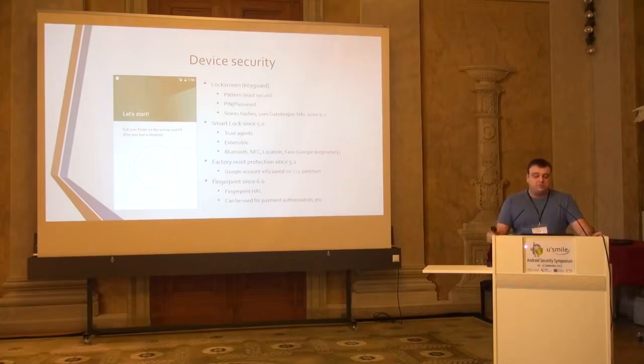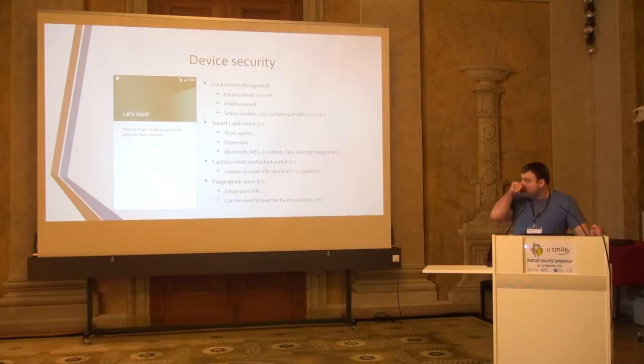What we have, of course, you can write your own if you're writing your own Android fork or custom ROM. What we have now is Bluetooth, NFC, face unlock, which are proprietary Google code. Factory reset protection has been there since 5.1, I believe. What it does is save Google account information on the FRP partition so that you have to enter your password and Google ID after you reset the device.